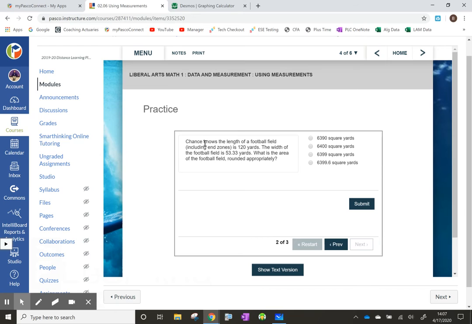So let's try this one, right? Chance knows the length of a football field, including the end zone, is 120 yards. The width is 53.33 yards. What's the area?